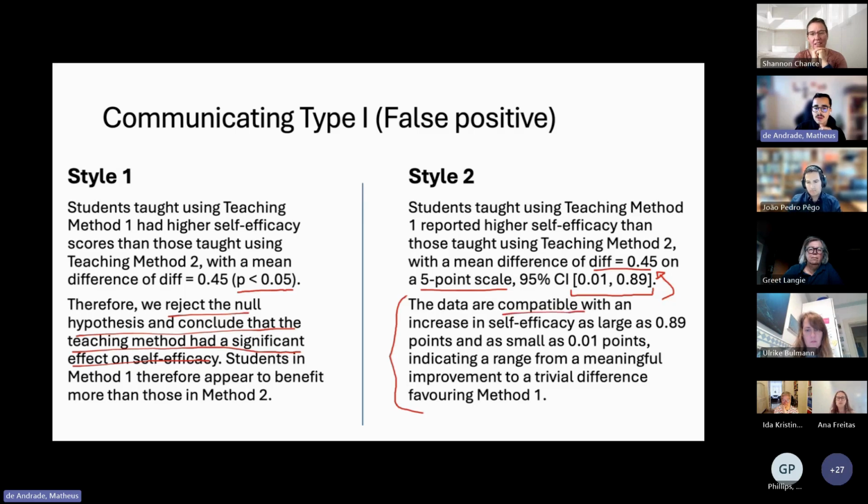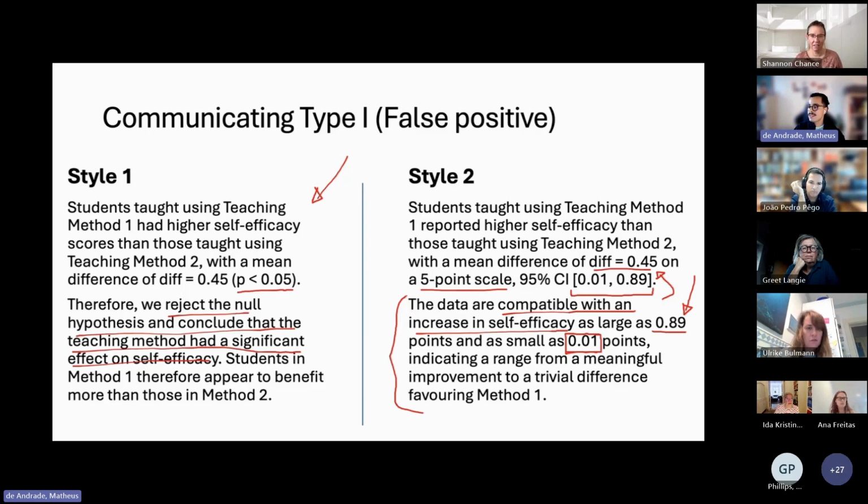They are saying, this is what my data is telling me. Well, the data are compatible with an increase in self-efficacy. It could be as large as 0.89, but it could be as small as 0.01 points. And that means that even though there is statistical significance, that statistical significance could mean a large practical difference or a tiny practical difference.